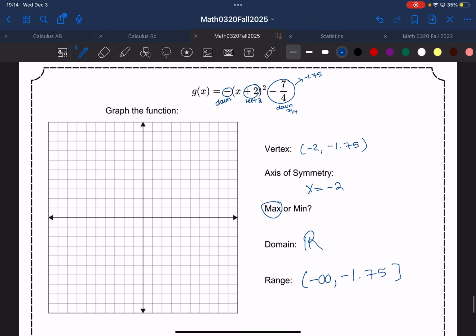And then we can try to plot this. So we know that this is going to be (-2, -1.75). So the vertex is somewhere over here. Our axis of symmetry is this way, and we know it's going down. So it's going to look like this.